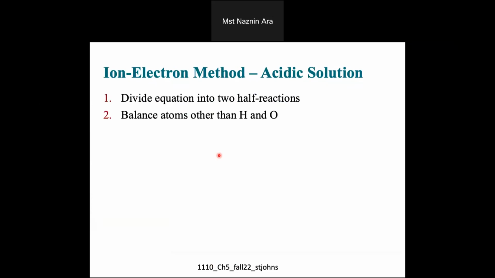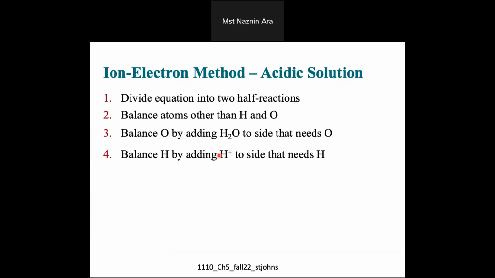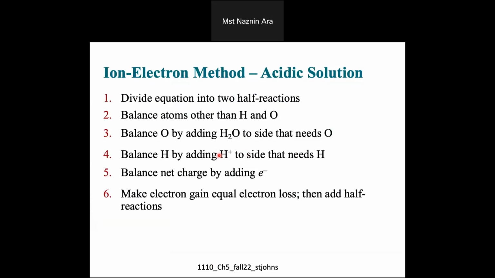Then we have to balance the atoms other than hydrogen and oxygen first. For balancing oxygen atoms, we need to add water to the side that needs it. To balance hydrogen, we need to add hydrogen ion to the side that needs hydrogen. Then balance the net charge by adding electrons. Make electron gain equal to electron loss.